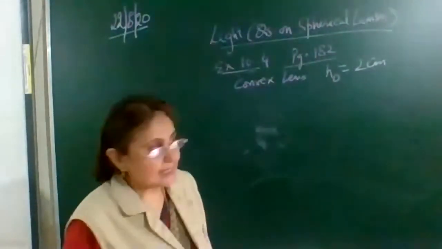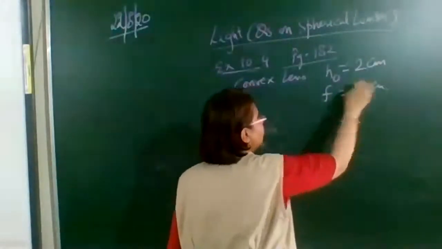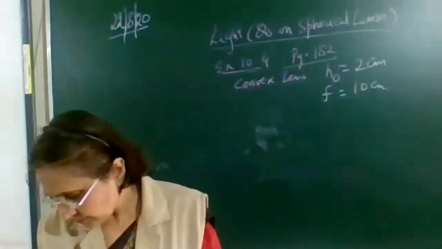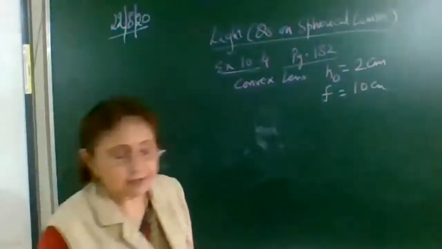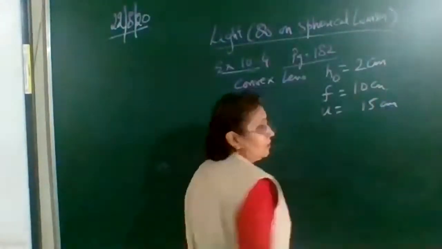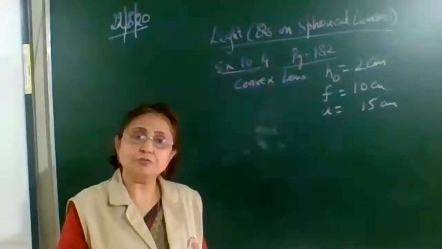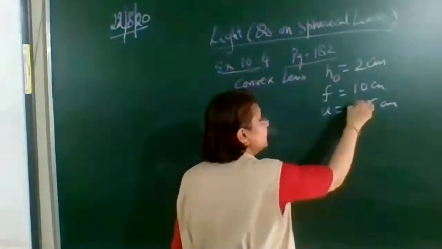The focal length of the lens is given as 10 centimeter, and as it's a convex lens, its focal length will be positive. The distance of the object from the lens is 15 centimeter. The object distance is given as 15 centimeter. Whether it is a concave lens or convex lens, we are always placing the object to the left of the lens. So the object distance is minus 15 centimeter.